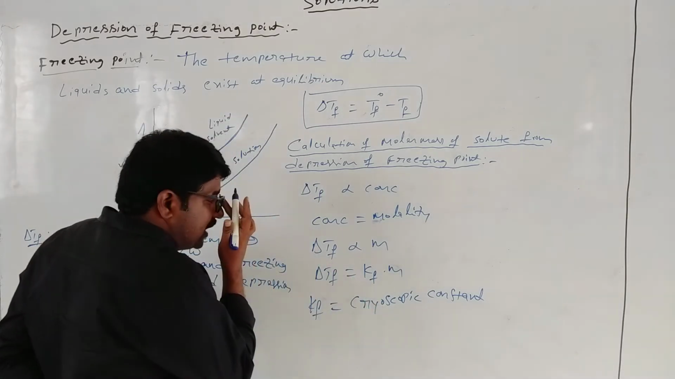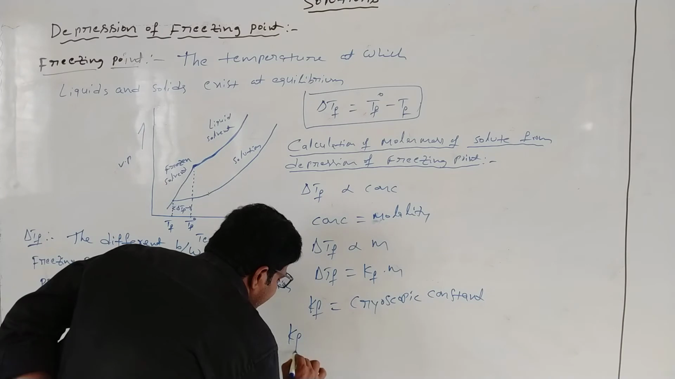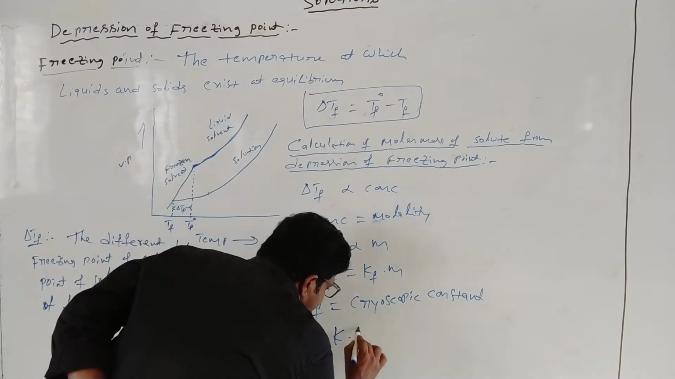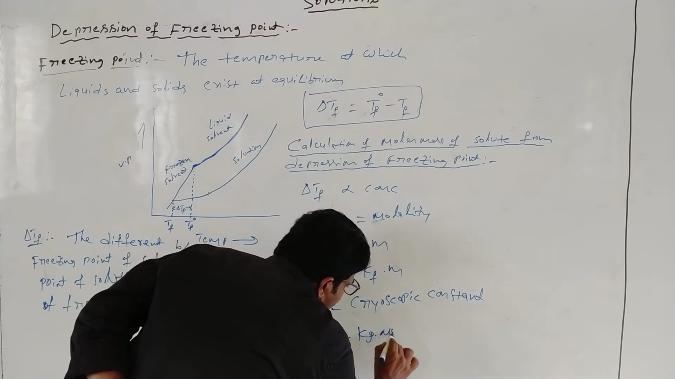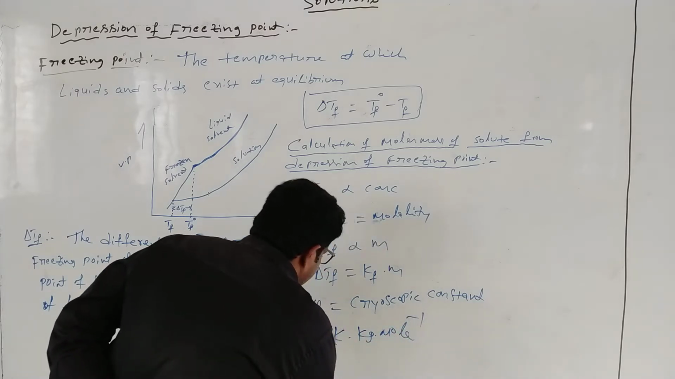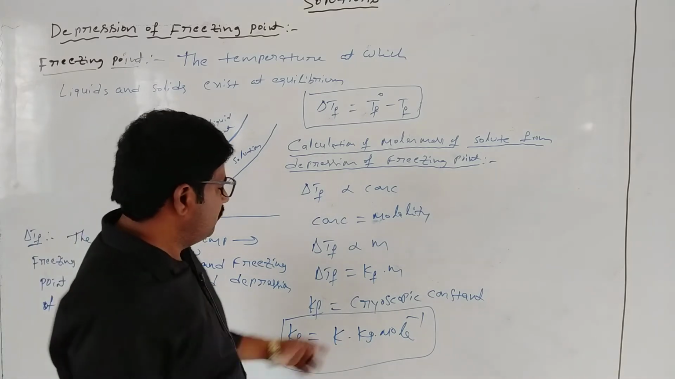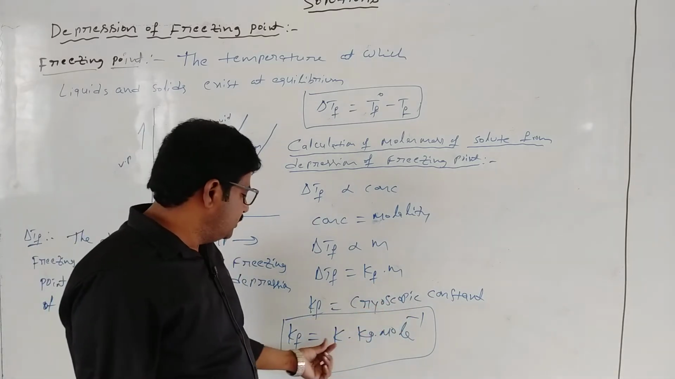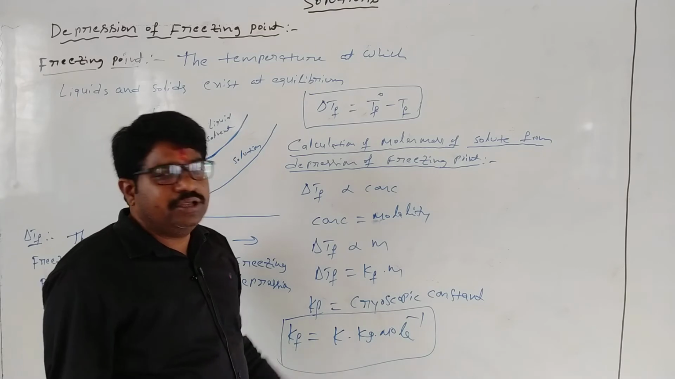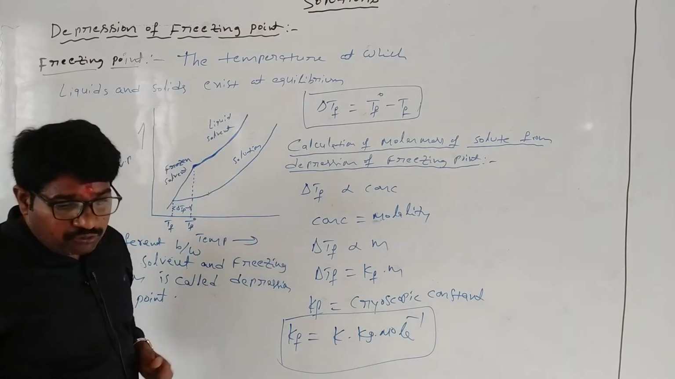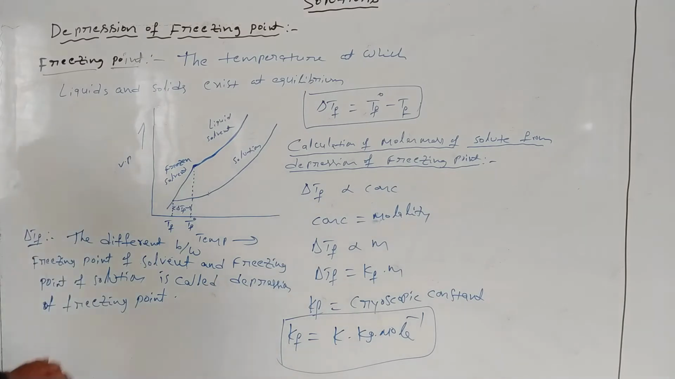Now what are the units of Kf? The units are K into kg into mole inverse. So the cryoscopic constant units are K kg mol inverse. These are the units.